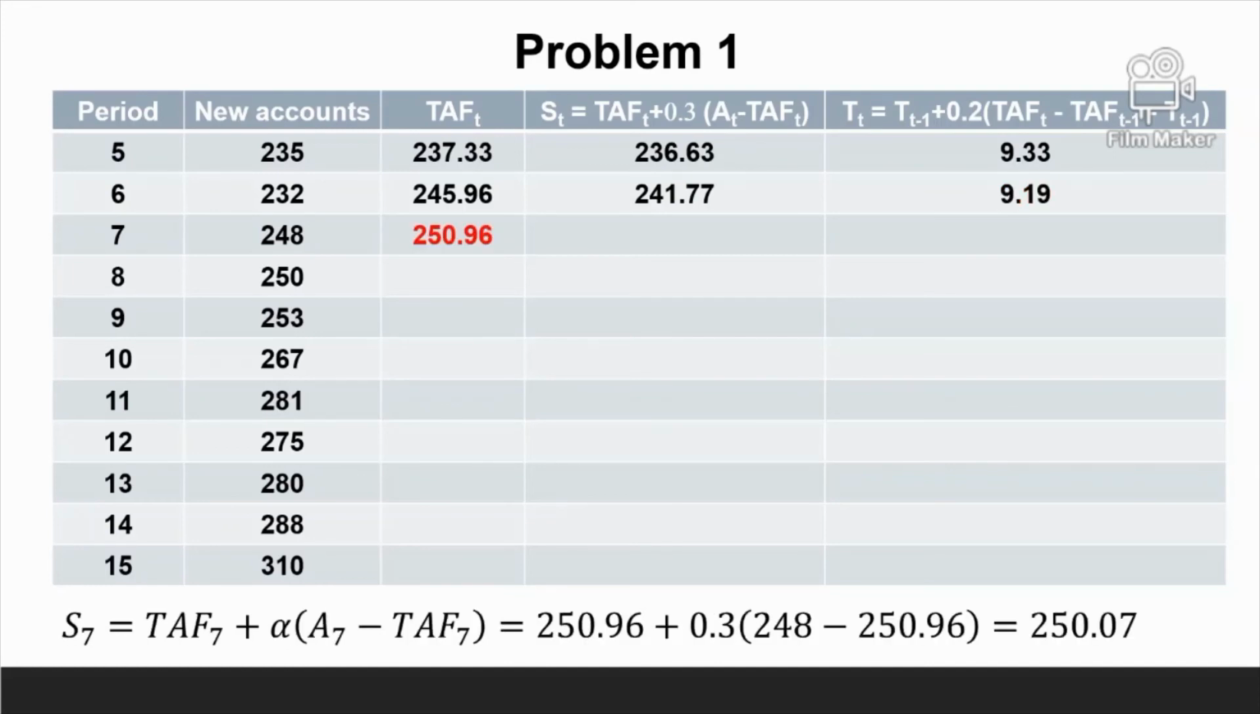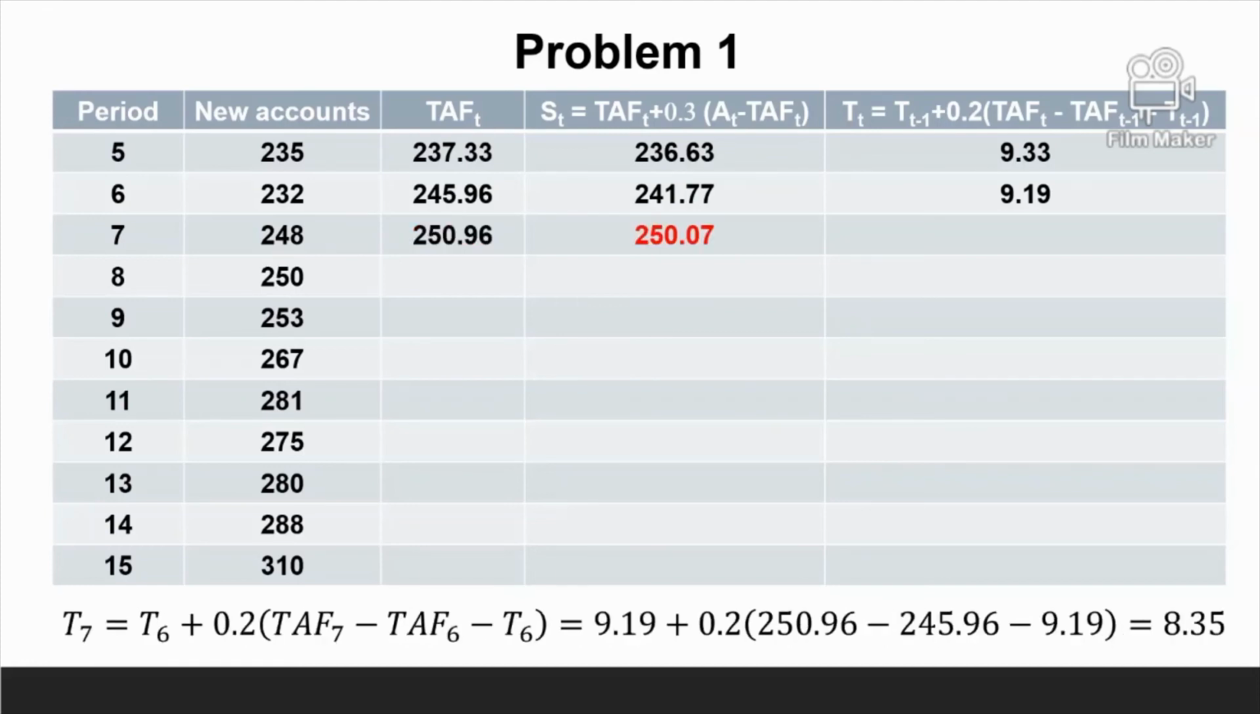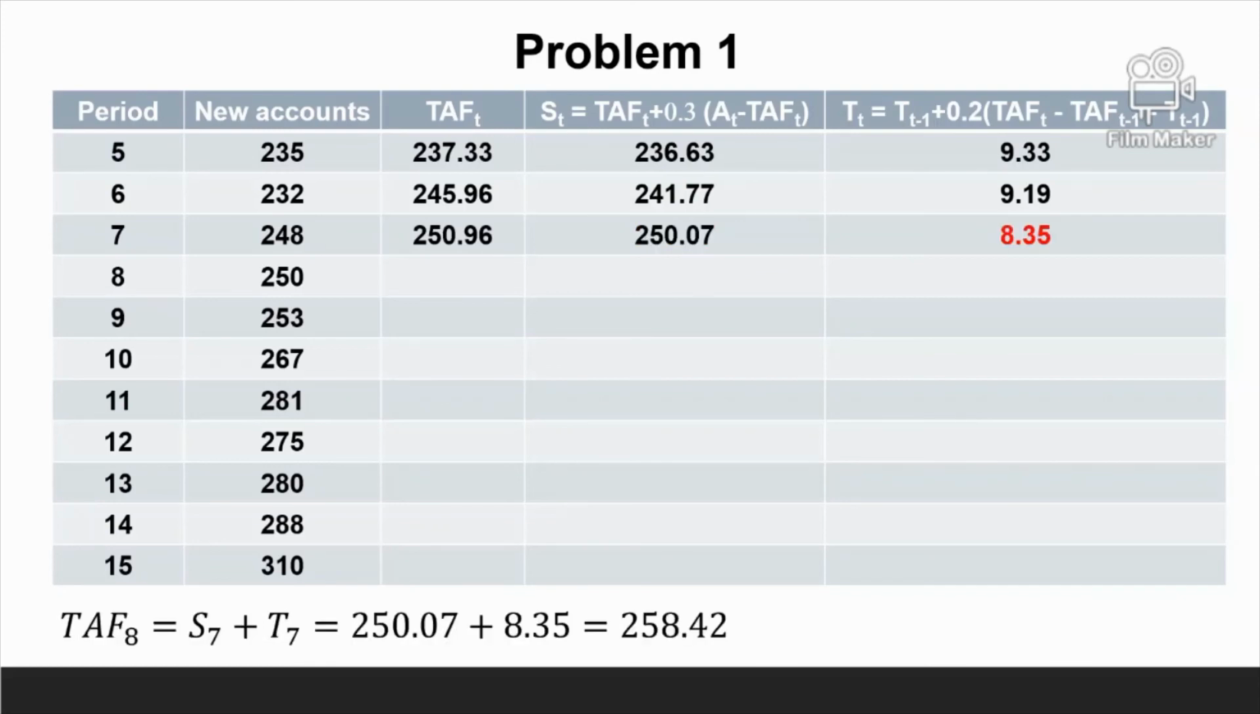S7 equal TAF7 plus alpha multiplied by A7 minus TAF7 equal 250.96 plus 0.3 multiplied by 248 minus 250.96 equal 250.07. T7 equal T6 plus beta multiplied by TAF7 minus TAF6 minus T6 equal 9.19 plus 0.2 multiplied by 250.96 minus 245.96 minus 9.19 equal 8.35. TAF8 equals S7 plus T7 equal 250.07 plus 8.35 equal 258.42.